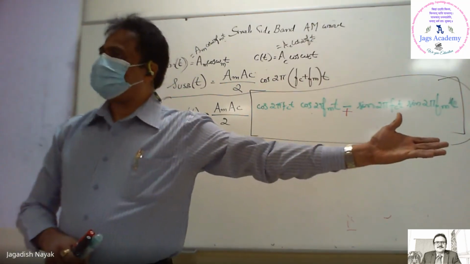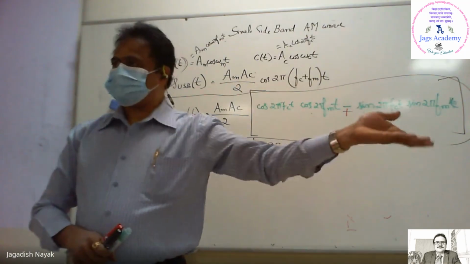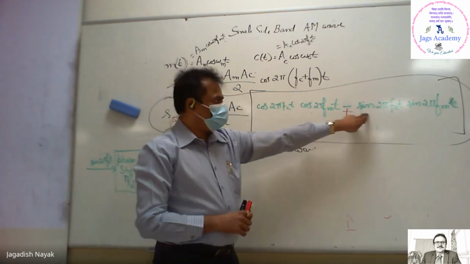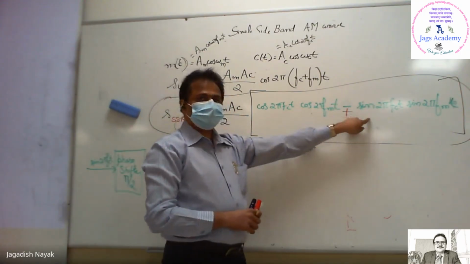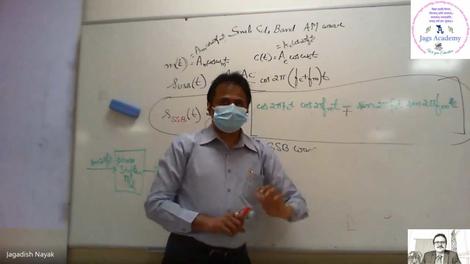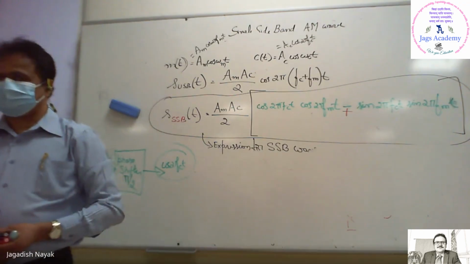The output will be phase shifted by pi by 2. Cos will become minus sin, or sin will become cos. You know that. Now this will be available through phase shifting this, right? Similarly, this will be available through phase shifting this. Have you understood this?